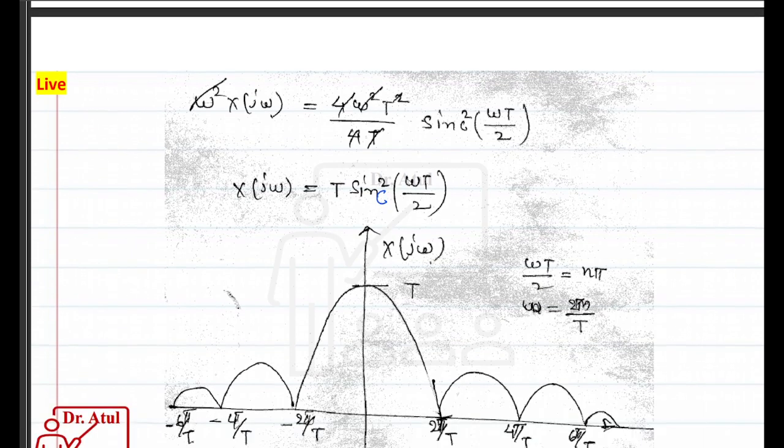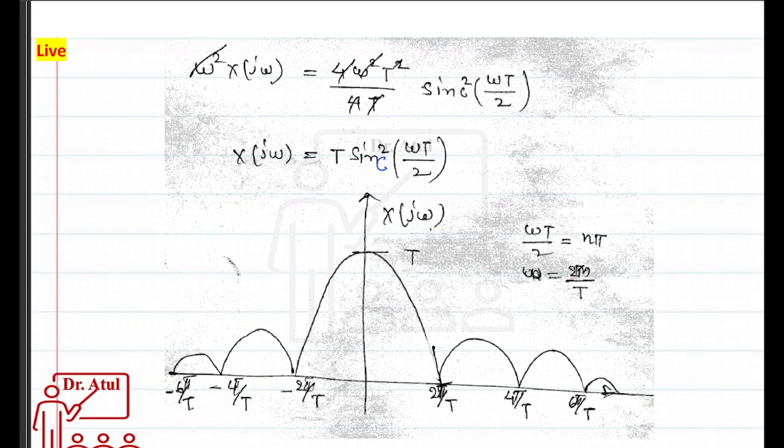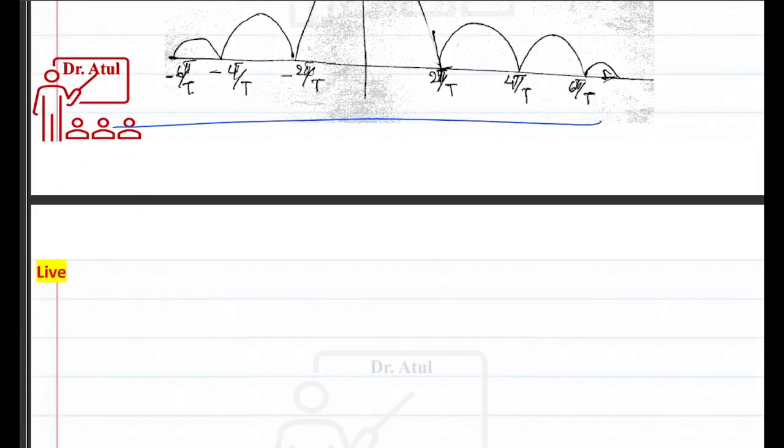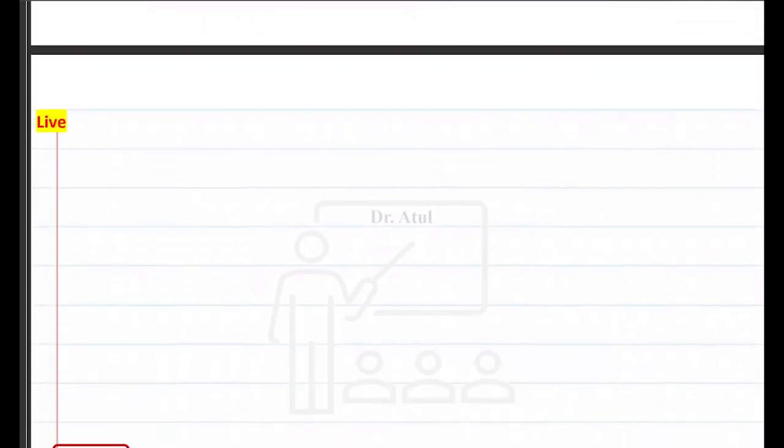This is sinc square, and the spectrum of the sinc function is like this. So this is how the Fourier transform of a triangular signal can be obtained.